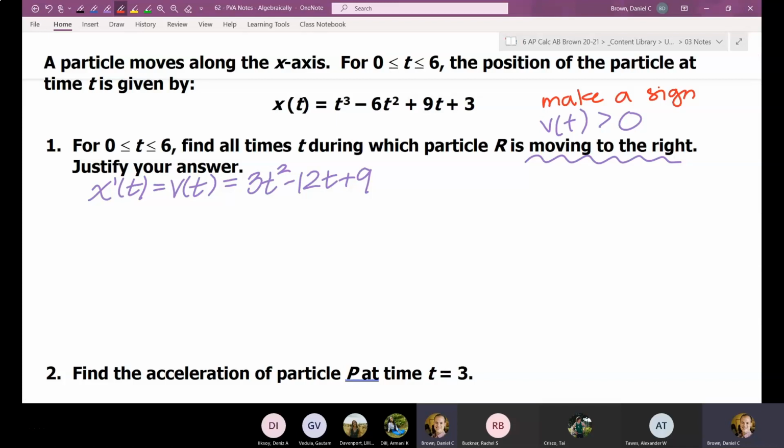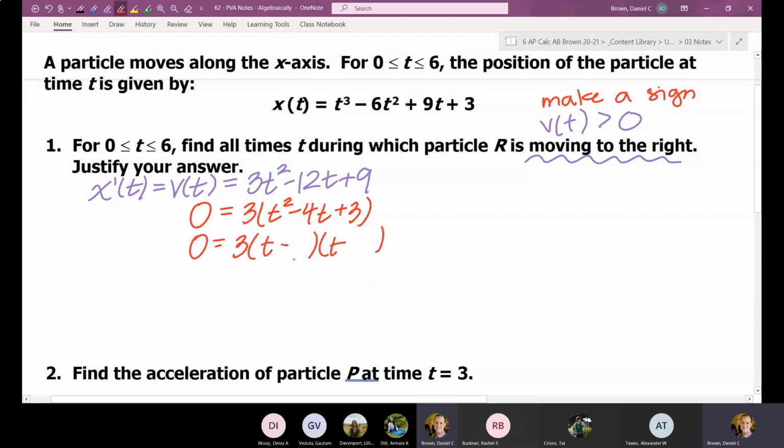So I have, when is velocity equal to 0? That will basically be when the particle's at rest. And we know that when a particle's at rest, that could be potentially where it's changing direction. I'm going to go ahead and factor out a 3 to make this a little bit easier to factor. And so I have 3 and t, that will be minus 3 and minus 1. So I get t is equal to 3 and t is equal to positive 1.